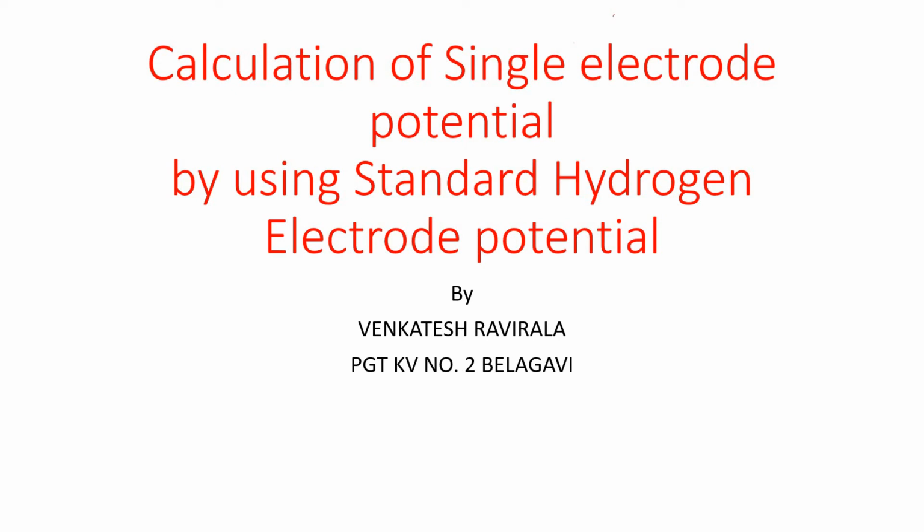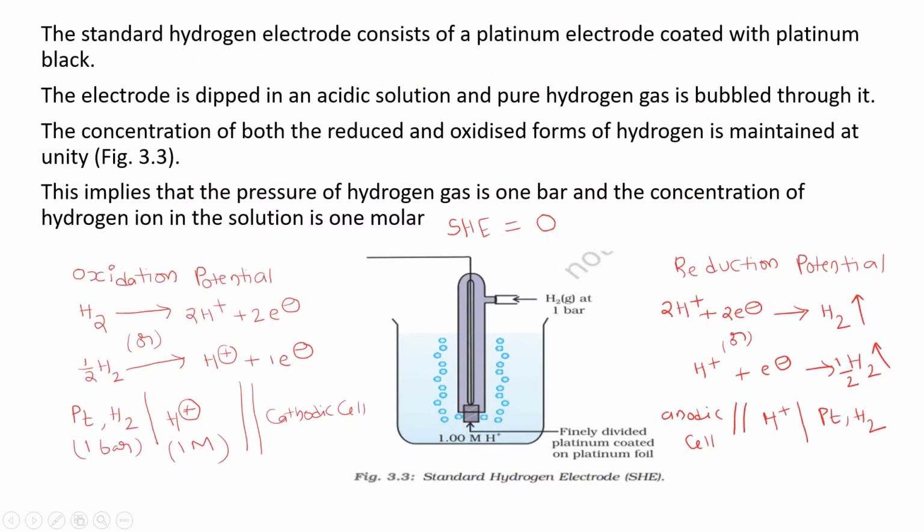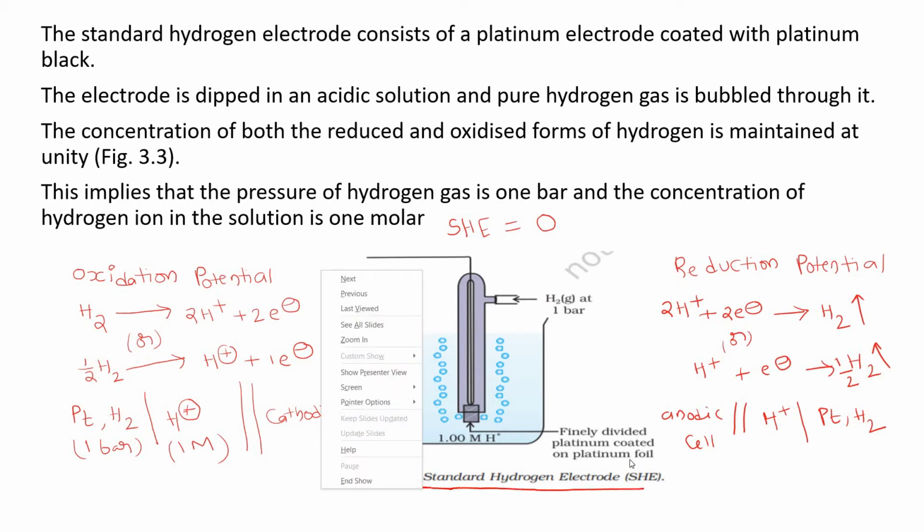Good morning, children. In this video, we discuss how to calculate single electrode potentials by using what? The standard hydrogen electrode. First of all, we'll see what the standard hydrogen electrode is, and then next, how to calculate that. First thing, the standard hydrogen electrode.